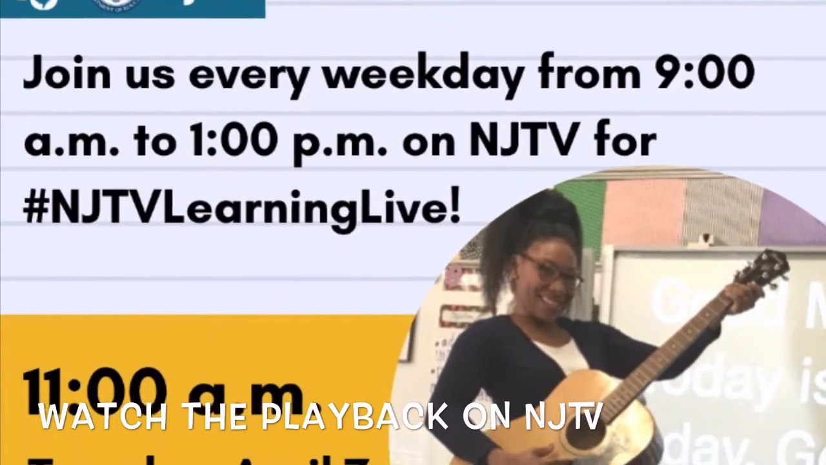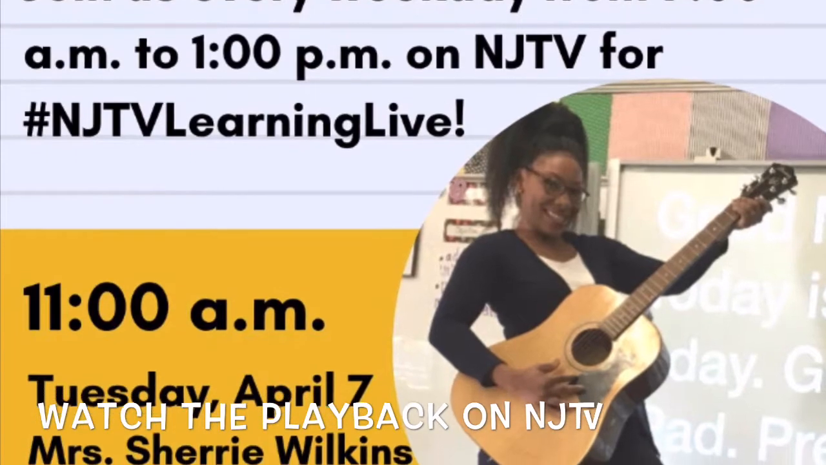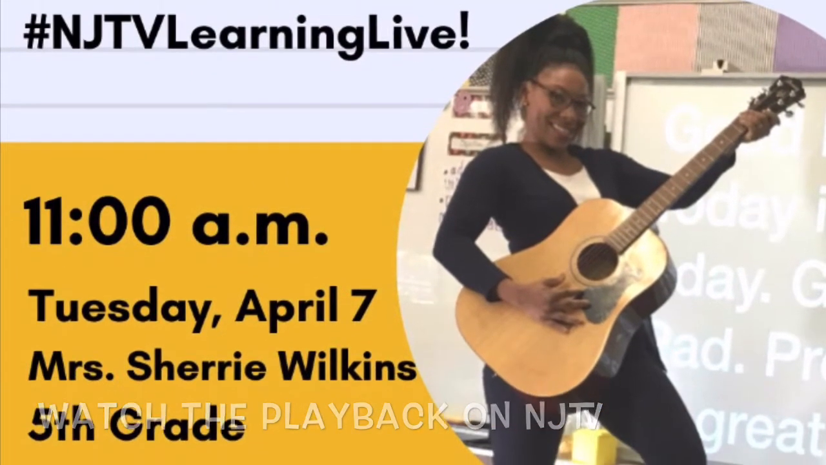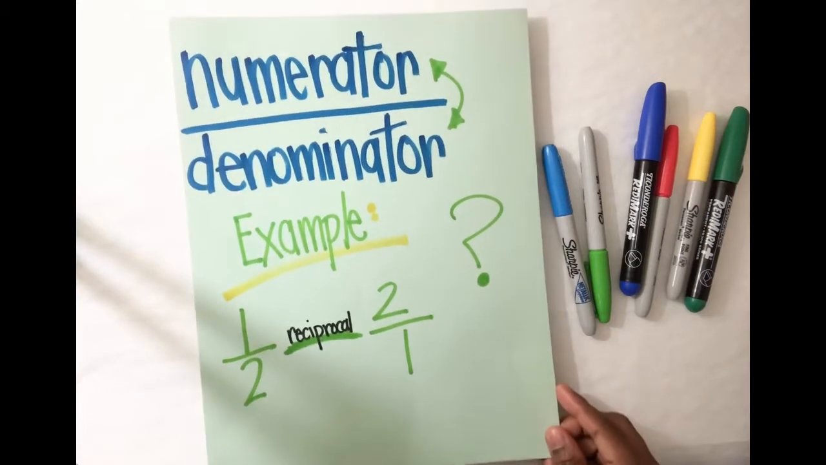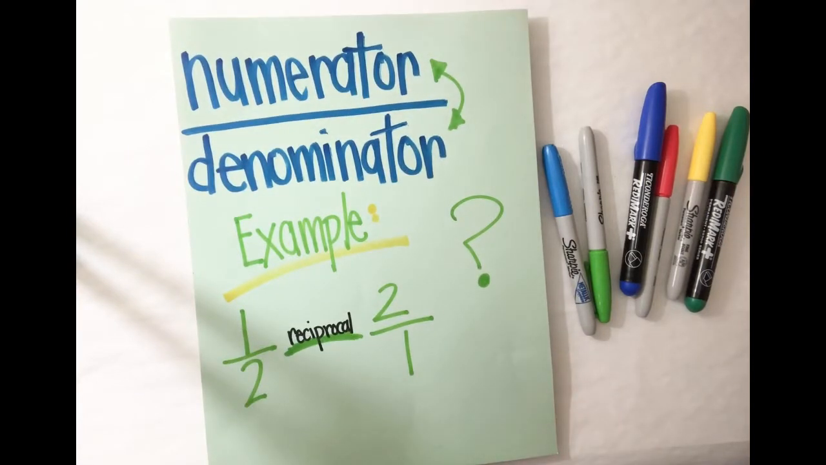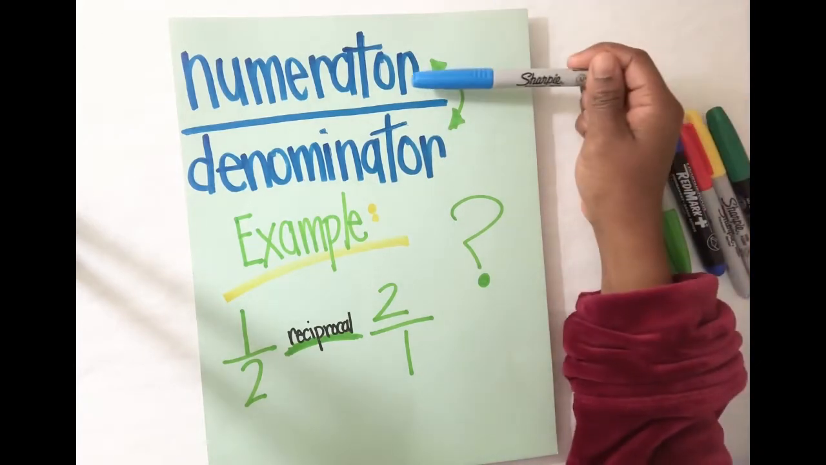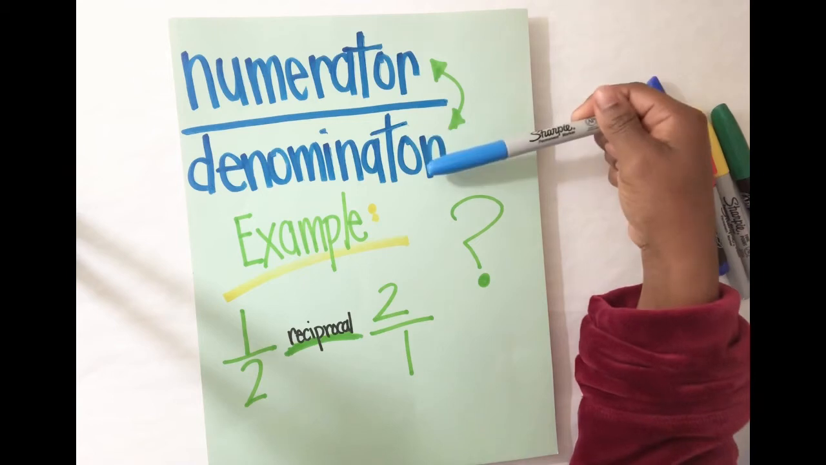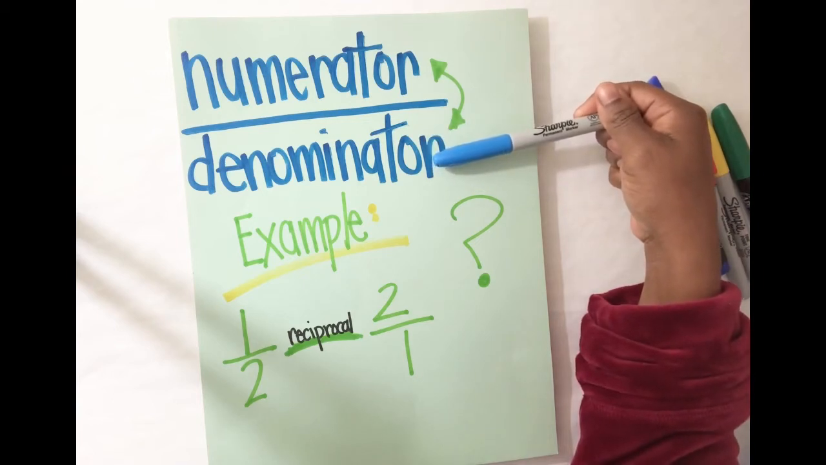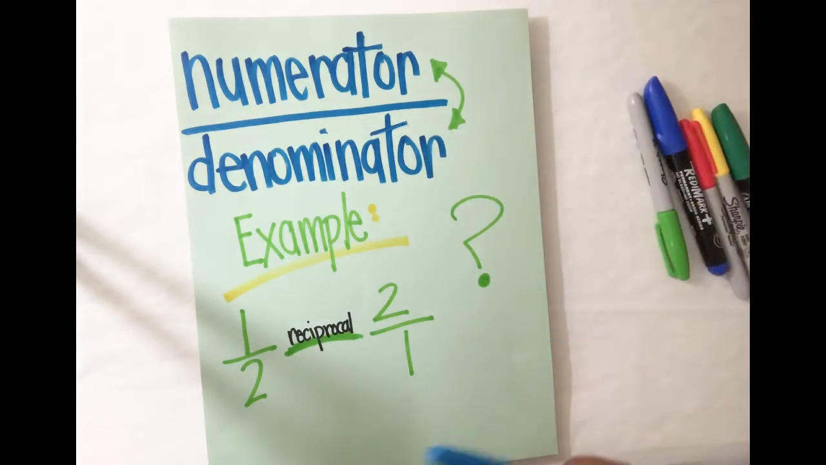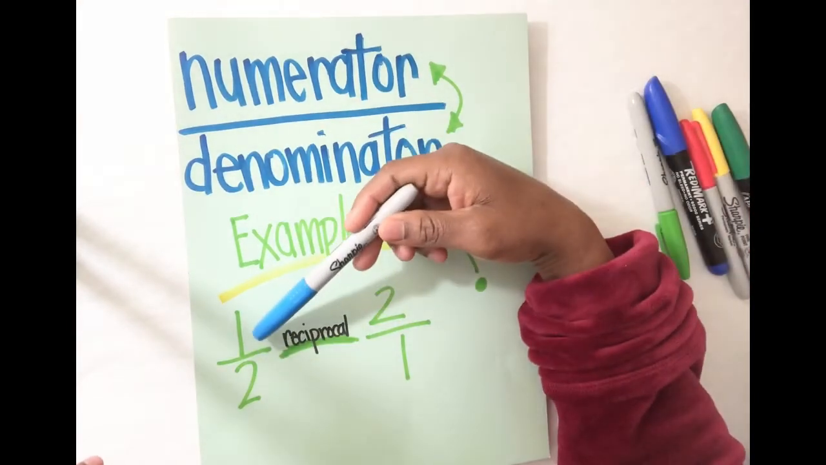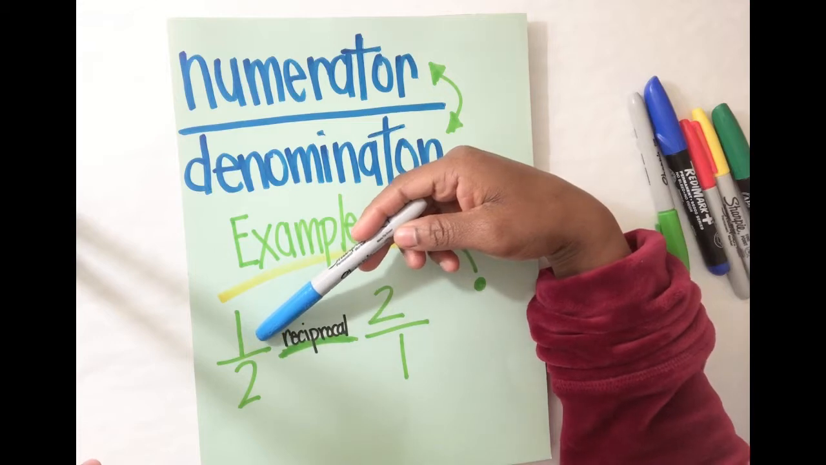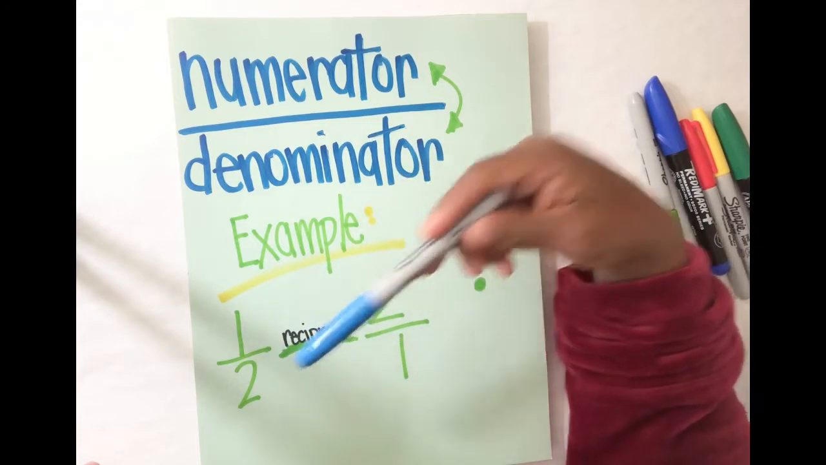As I explained in my New Jersey Live lesson for division of fractions, a fraction has two parts. It has a numerator and a denominator. On the top of the fraction is called the numerator, and on the bottom of the fraction is the denominator. For an example, I have the fraction 1/2. The 1 would be called the numerator. The 2 would be called the denominator.